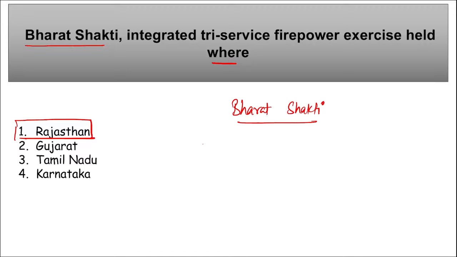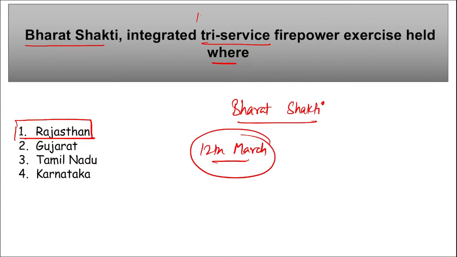And it was during the Prime Minister's visit to Rajasthan on 12th of March. And this is a tri-service firepower exercise. That is not trilateral. Trilateral is basically when three countries come together, right? So this is a tri-service exercise that was held in Pokhran, Rajasthan. If we talk about this exercise, as the name suggests, tri-service, that is Indian Army, Indian Air Force and Indian Navy, all three of them took part in this particular exercise.